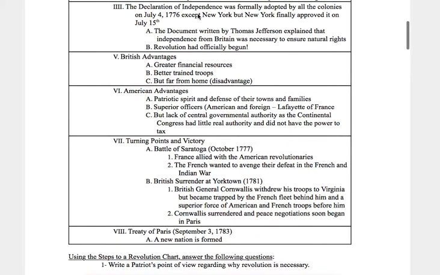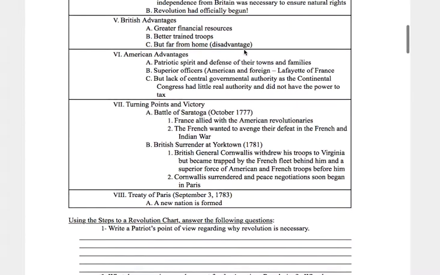4. The Declaration of Independence was formally adopted by all colonies on July 4, 1776, except New York, but New York finally approved it on July 15th. The document, written by Thomas Jefferson, explained that independence from Britain was necessary to ensure natural rights. B. The Revolution had officially begun.